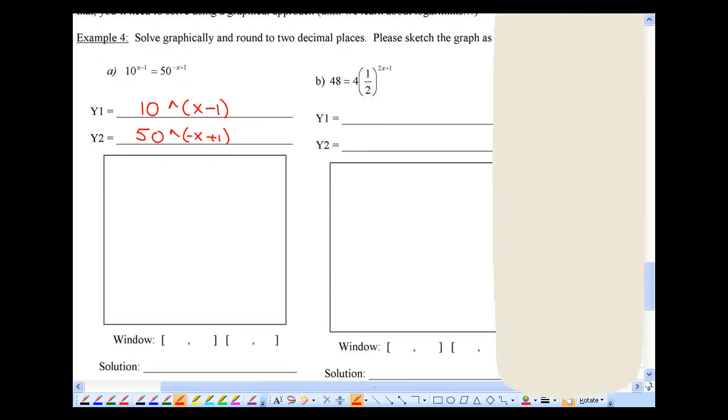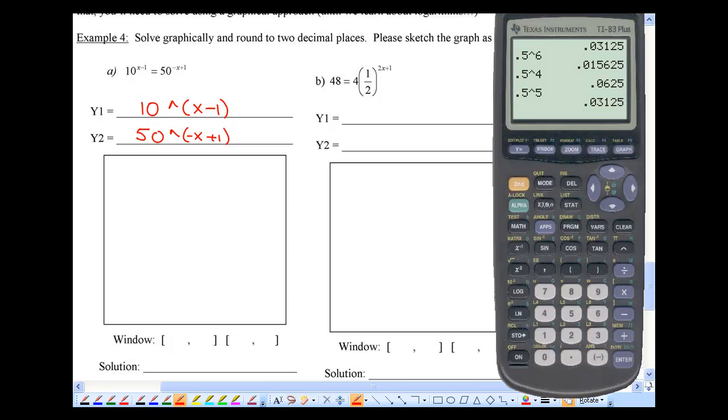Back to your graphing calculator, bring it out. Let's just type in the equations then. So 10 to the power of bracket x minus 1. Oh, I forgot the 0.